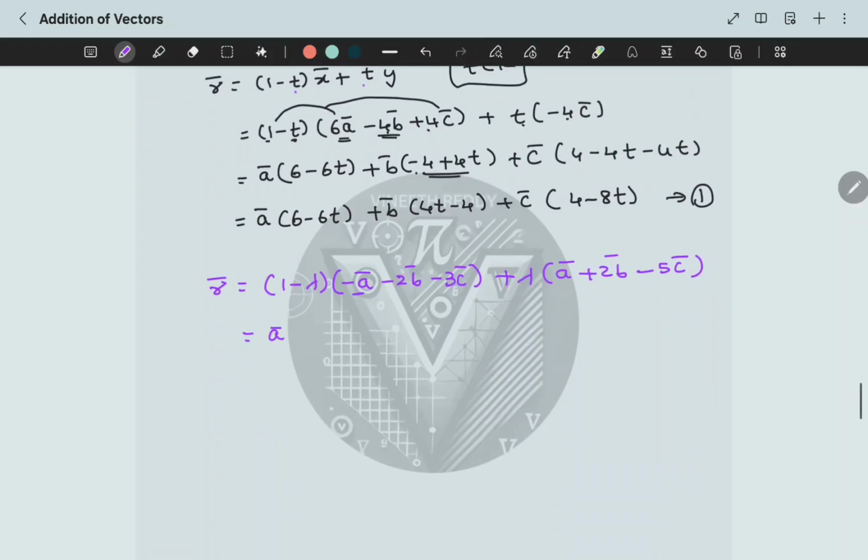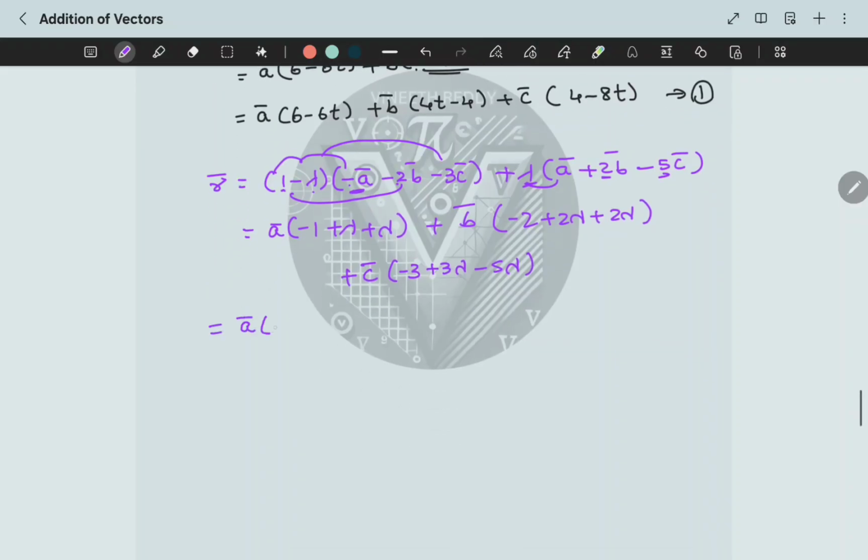Once again let us write the coefficients of A bar. Minus 1 into 1 is minus 1. Minus 1 into minus lambda is plus lambda, right? And 1 into lambda is plus lambda. So this is the coefficient of A bar. Now coefficient of B bar, minus 2 into 1 is minus 2, minus 2 into minus lambda is plus 2 lambda, and plus 2 into lambda is 2 lambda. And next C bar, we will write minus 3 into 1 is minus 3, minus 3 into minus lambda is plus 3 lambda, minus 5 into lambda is minus 5 lambda. So once again if I write, this will be A bar into minus 1 plus 2 lambda plus B bar into minus 2 plus 4 lambda and plus C bar into minus 3 minus 2 lambda. I hope you understood this. Now this is equation 2.